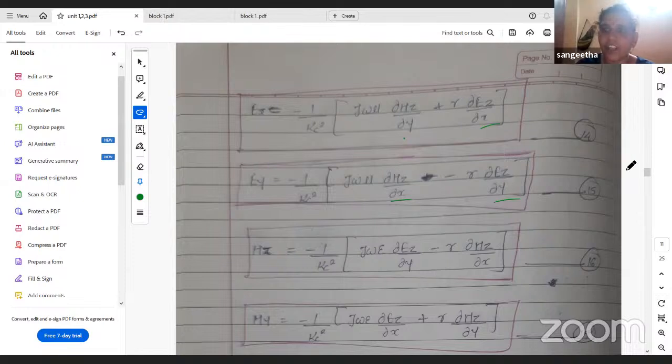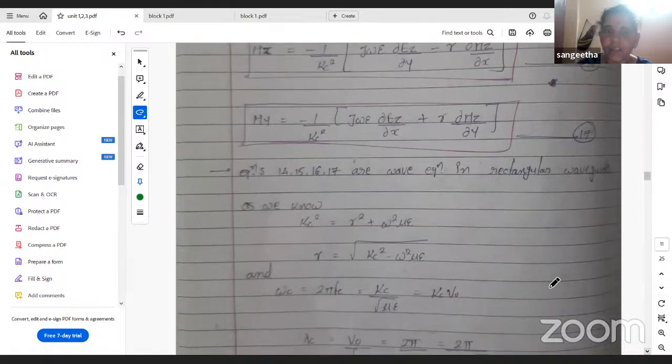So finally, we are calculating Ex, Ey as well as Hx, Hy. By calculating these electric field components and magnetic field components, for which waveguide did we calculate them? All these equations are related to which one?